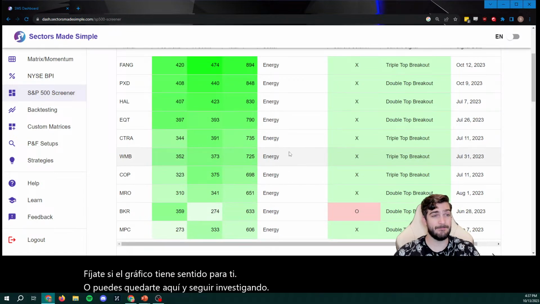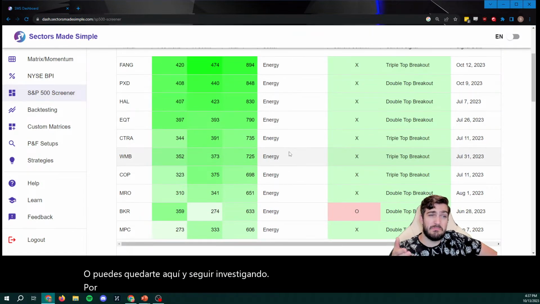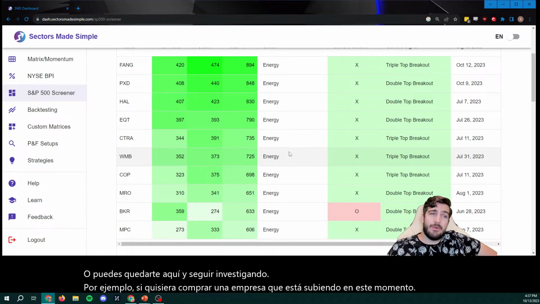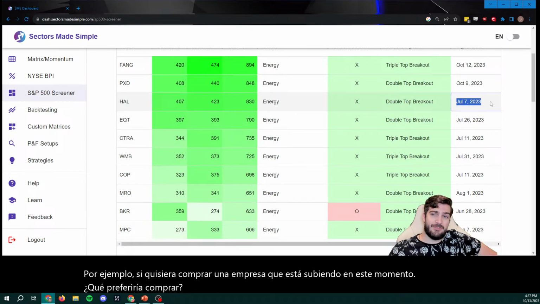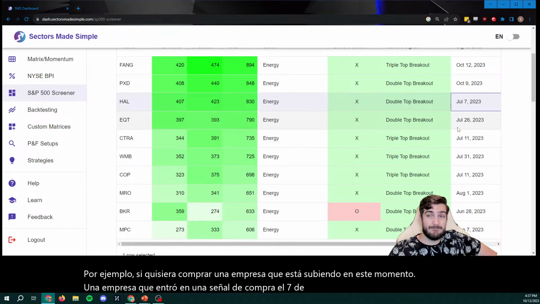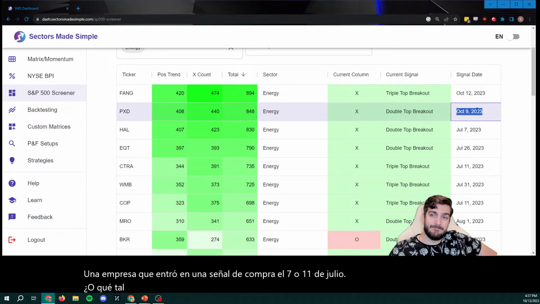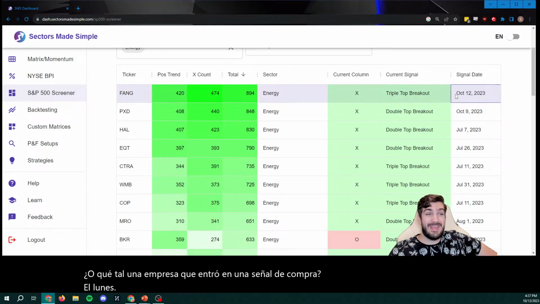For example, if I wanted to buy a company that is moving up right now, what would I rather buy? A company that went on a buy signal on July 7th or July 11th? Or how about a company that went on a buy signal on Monday or yesterday?